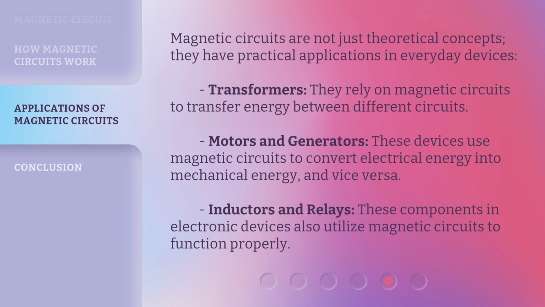Magnetic circuits are not just theoretical concepts. They have practical applications in everyday devices. Transformers. They rely on magnetic circuits to transfer energy between different circuits. Motors and generators. These devices use magnetic circuits to convert electrical energy into mechanical energy, and vice versa. Inductors and relays. These components in electronic devices also utilize magnetic circuits to function properly.